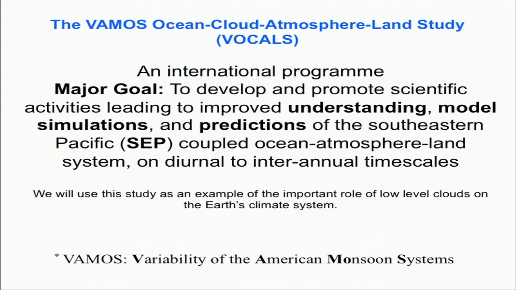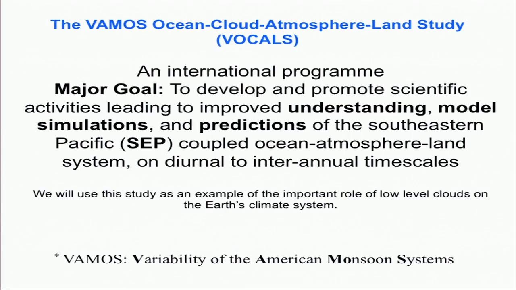Okay, so what is the experiment? Well, it was a very large international program. It was called VOCALS. The V actually stood for yet another acronym for an even larger program instigated by our US colleagues. It was called Variability of the American Monsoon Systems, or VAMOS, and VOCALS stood for VAMOS Ocean Cloud Atmosphere Land Study. So it involved cloud physicists, aerosol scientists, oceanographers, satellite people as well.